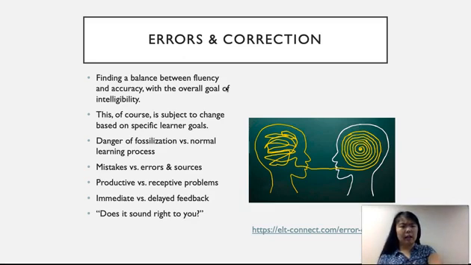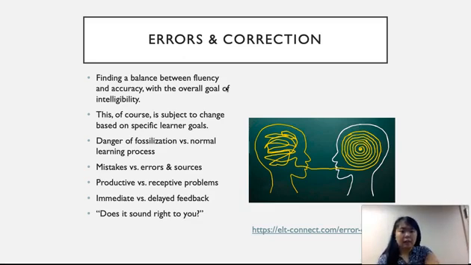So, immediate versus delayed feedback, and this is just how much do you want to interrupt your student, interrupt their production. Delayed feedback is useful for writing, and so there's more articles on that, but there is just a difference in that. So it's up to you to weigh the pros and cons of how you want your lesson and teaching to flow.